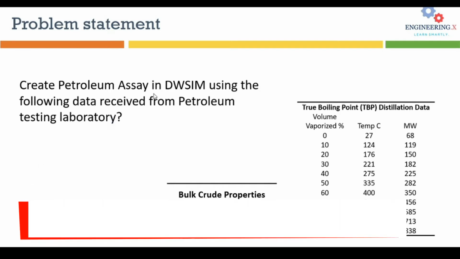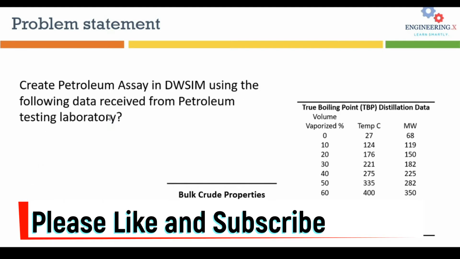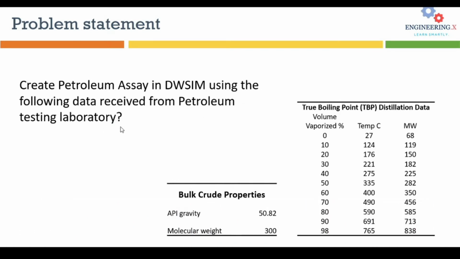We have to create a petroleum assay in DWSIM using the following data that we have received from a petroleum testing laboratory. We actually have very limited data. One is the bulk crude oil properties: the overall API gravity and the overall molecular weight of the crude. We also have true boiling point distillation data in the form of volume vaporized, or the percentage of distillate against the boiling point temperature, and also the molecular weight. So just copy this data, we are going to use it in DWSIM.